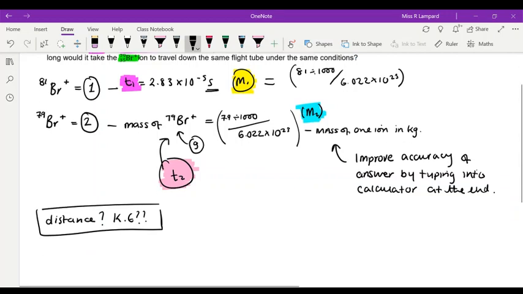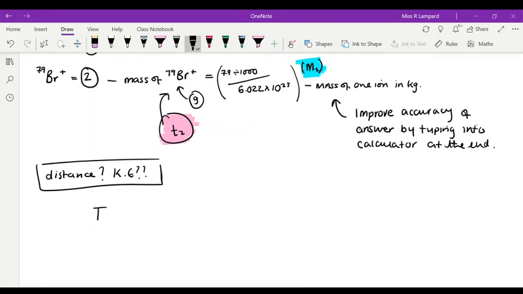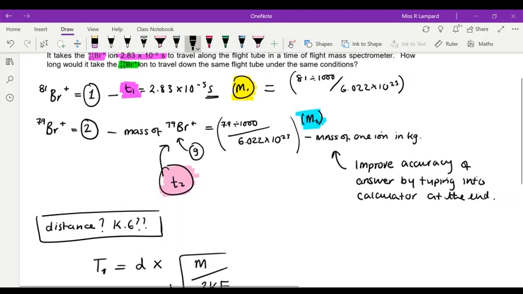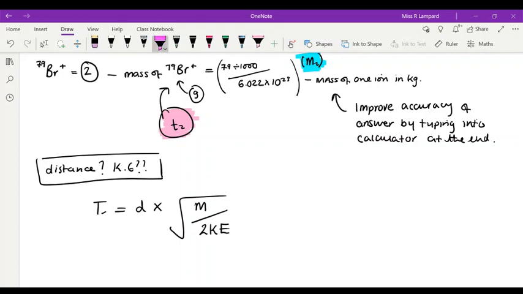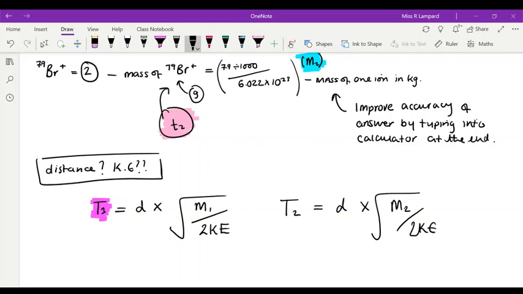So I'm going to return to this equation here, that the time of flight is equal to the distance times the square root of the mass divided by 2 times the kinetic energy. Okay, so for ion number 1, T1 is equal to distance times the square root of mass 1 divided by 2 times the kinetic energy. Well, we can say that T2 is equal to distance times the square root of mass 2 divided by 2 times the kinetic energy.